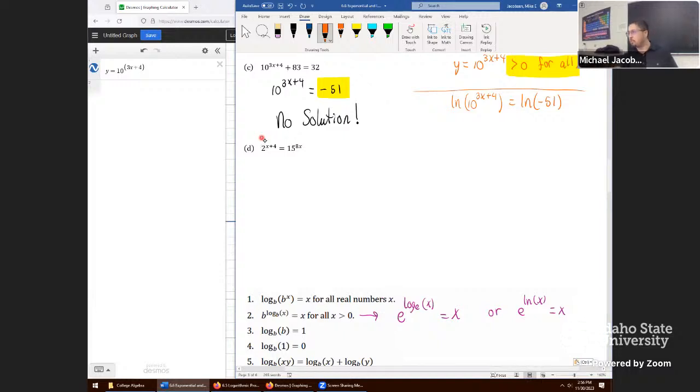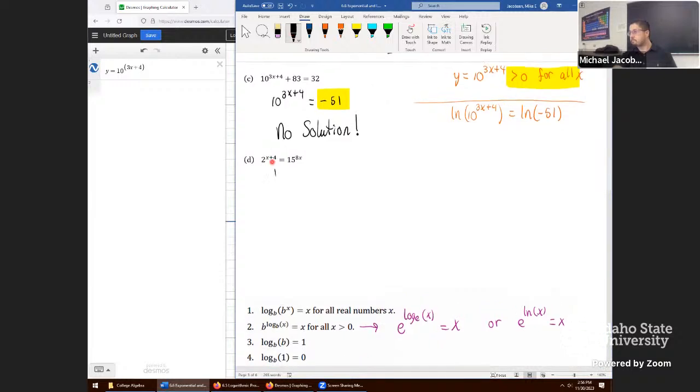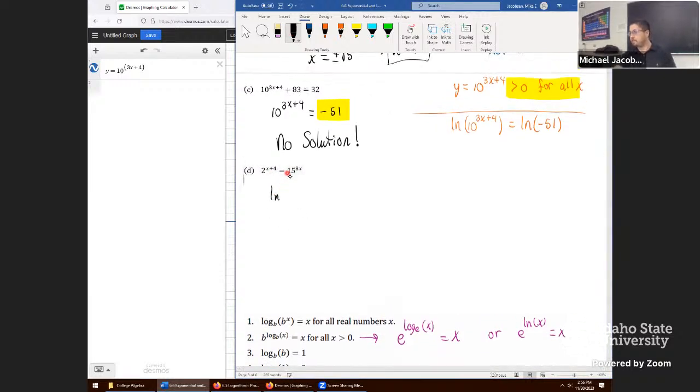So first, natural log of 2^(x+4). Oh dear, sorry, some technical issues here. 2^(x+4) is now equal to the natural log of 15^(8x). So that's our first step to get started.